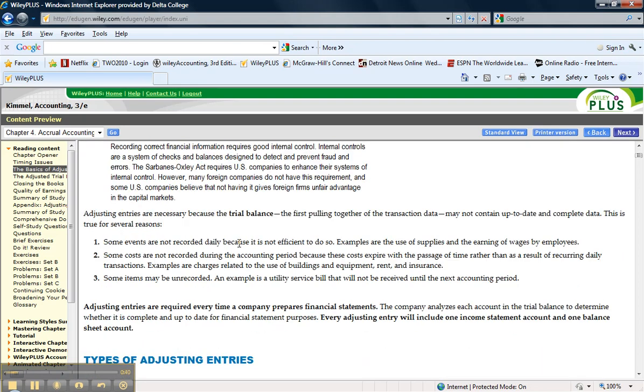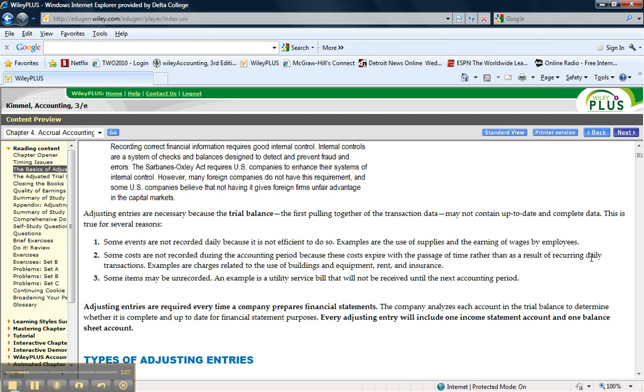And here are some of the reasons for those accounts not being up to date. Some events aren't recorded daily because it's not efficient to do so. The use of supplies, for instance, you're not going to record a journal entry every time you go to the supply room and get a pen to use in your office. Some costs are not recorded during the period because the costs expire with the passage of time rather than as a result of a transaction. So there's no transaction that would prompt an entry.